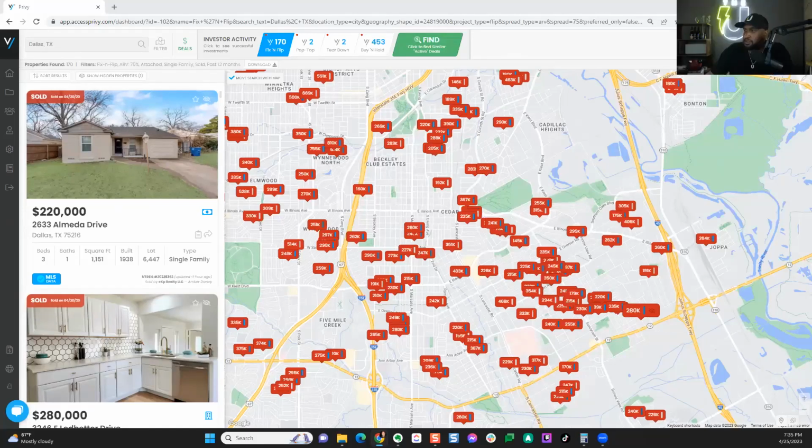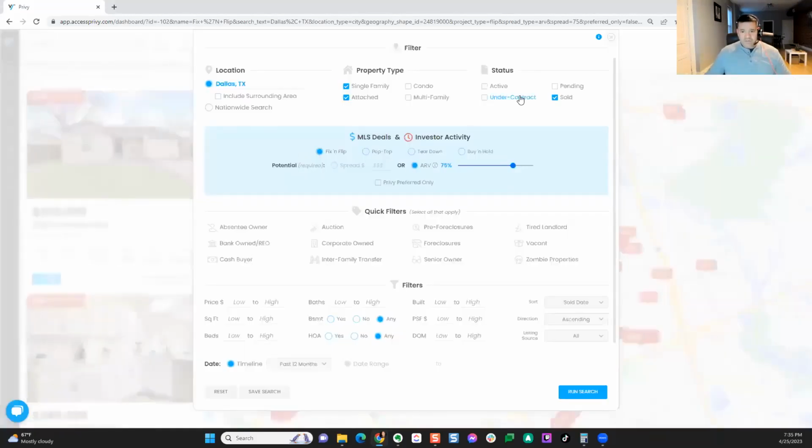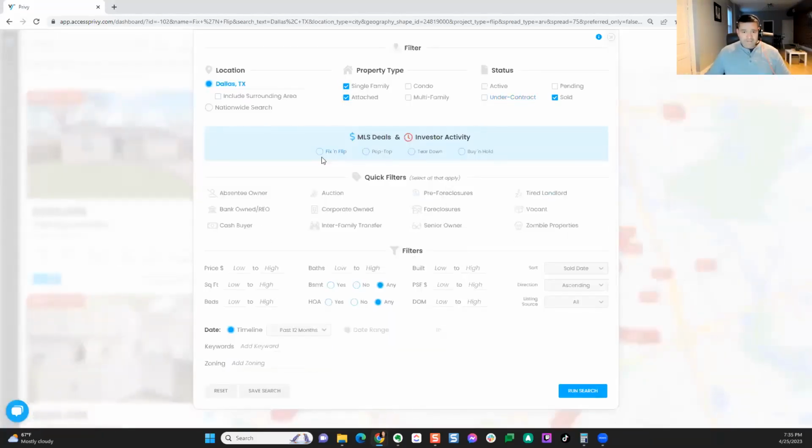Hey, Vincent, real quick, are you able to see commercial properties on this? Oh, good question. No commercial properties, but we have multifamily. So, for example, let's do multifamily. Let's say we want off-market multifamily deals.